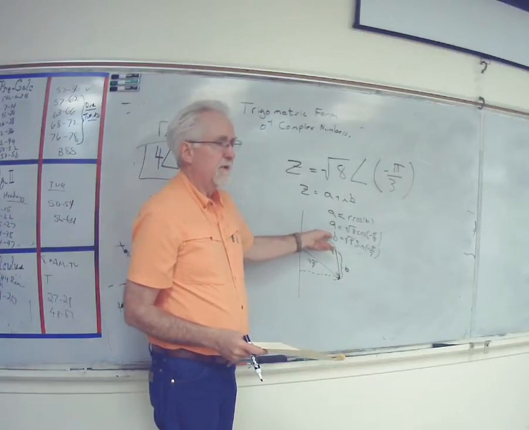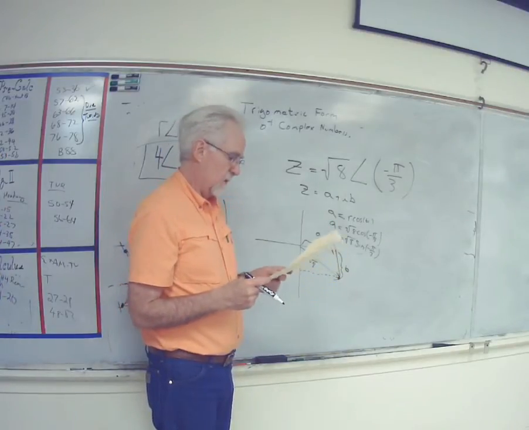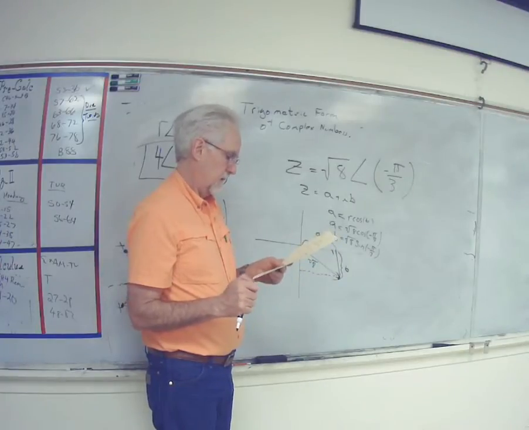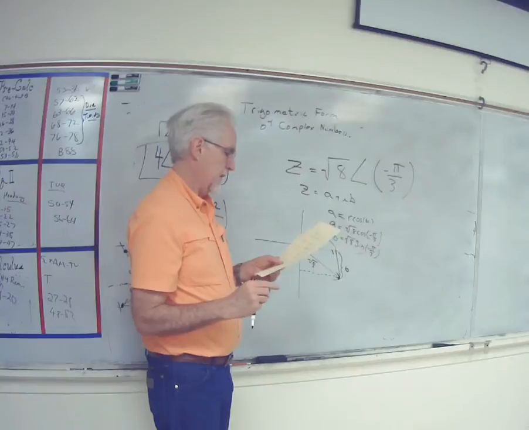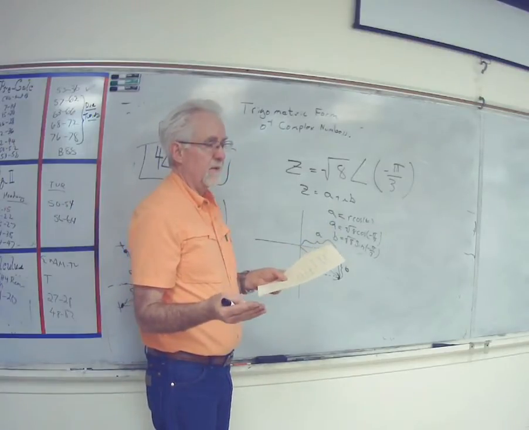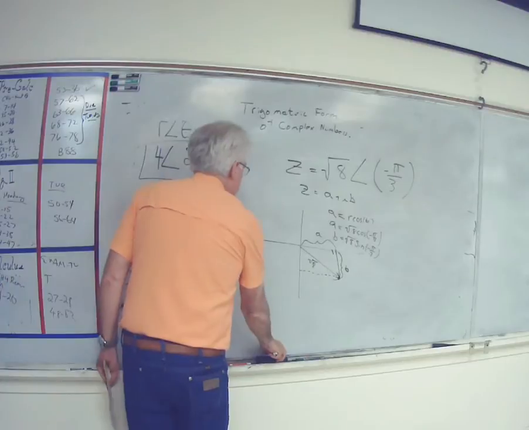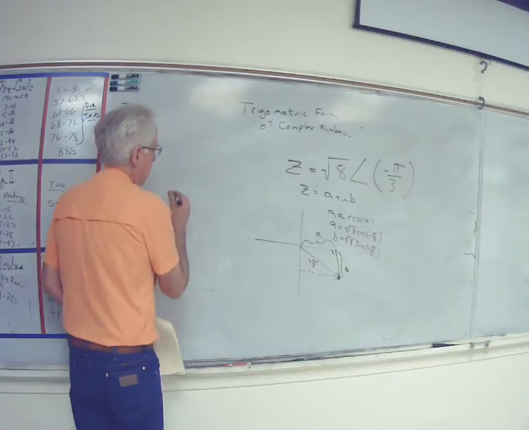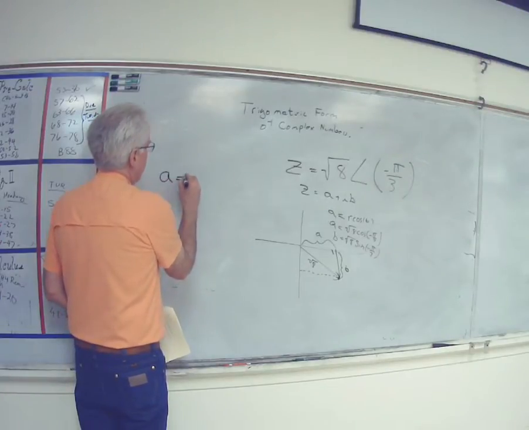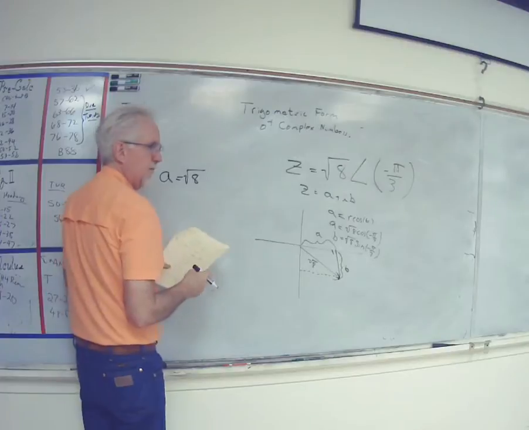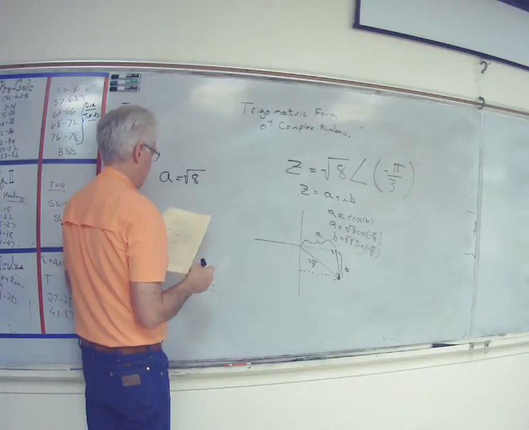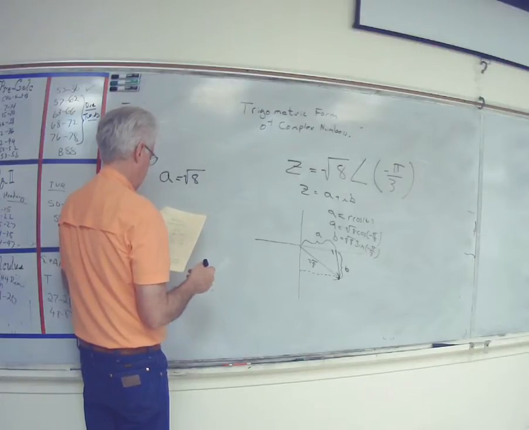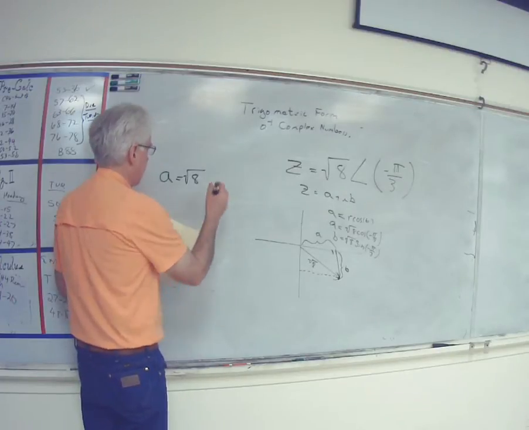Now, a lot of people are going to miss this. They're going to plug it in their calculator and they're going to get the wrong angle, right? Because they're going to be in degrees and not in radians. So I would suggest just reading it off of the unit circle. If you look at the unit circle, A is equal to the square root of 8 times cosine of minus pi over 3. What is cosine of minus pi over 3?